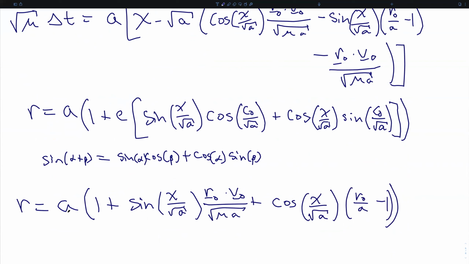that is r is equal to the semi-major axis times 1 plus sine of chi over root a times r naught dotted into v naught over the square root of mu a plus cosine of chi over root a times r naught over a minus 1. So we have now effectively eliminated the c naught variable from our equations, and we have an expression for r at a time t as a function of chi at that same time t and the initial conditions of the system.